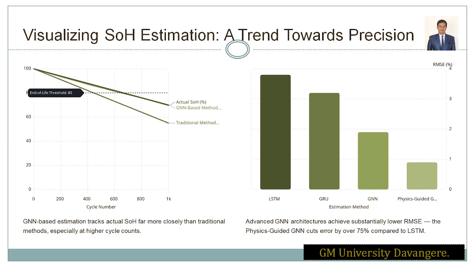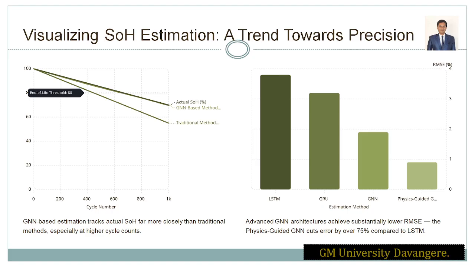All right. So if we talk about the LSTM methods, the GRU methods, and the GNN methods, look at the RMSE value. The RMSE value for the LSTM is around 3.8%, correct? For the GRU, the percentage is around 3.2%. If you use the GNN method, it comes to around 1.9%. If you think about the physics-guided GNN method, it comes to around 0.9.